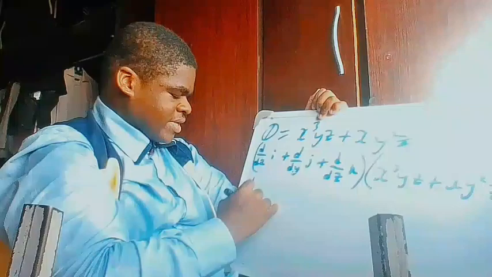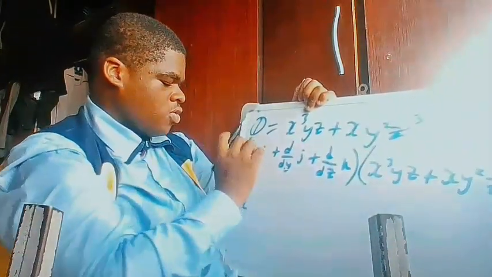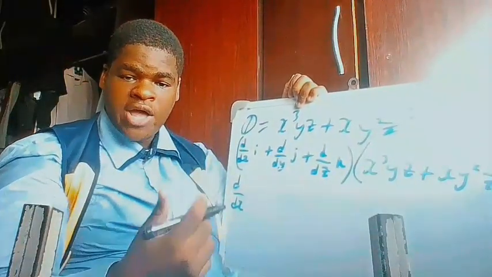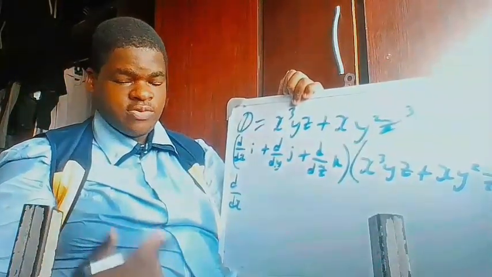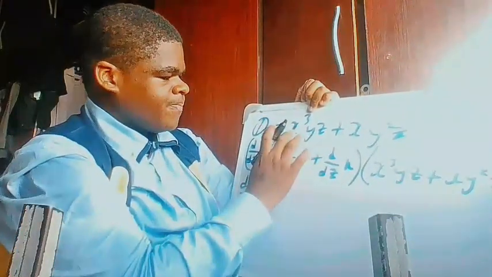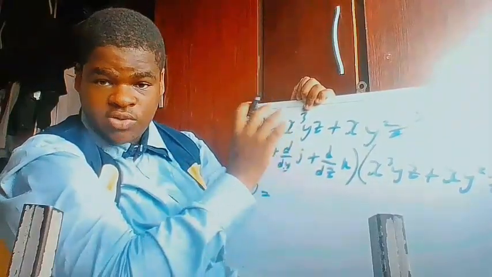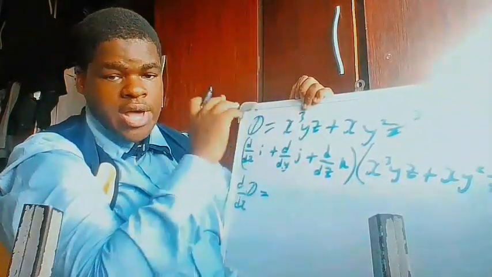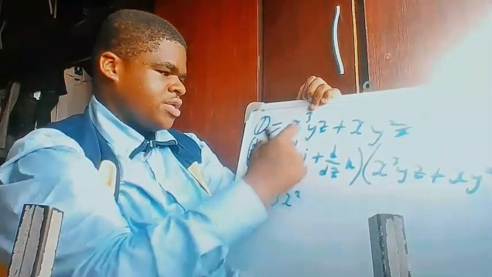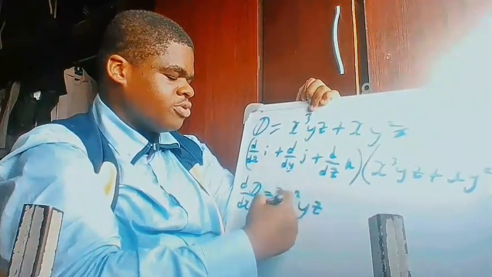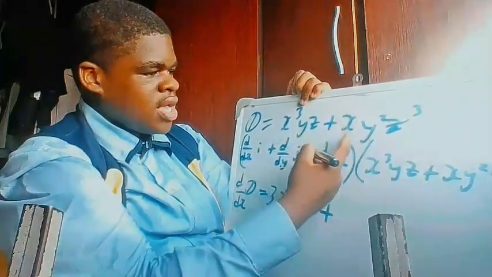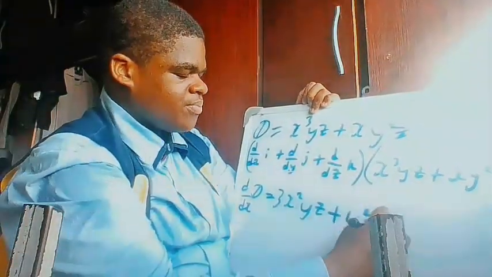I'm going to find the partial derivative of phi with respect to x, the partial derivative of phi with respect to y, and the partial derivative of phi with respect to z. The partial derivative of phi with respect to x: we're only differentiating with respect to x, so y and z will be constant. If you differentiate x cubed, you have 3x squared times y and z, so that will be 3x squared yz, plus differentiate x with respect to x, you have 1, times y squared z cube, that will be y squared z cube.